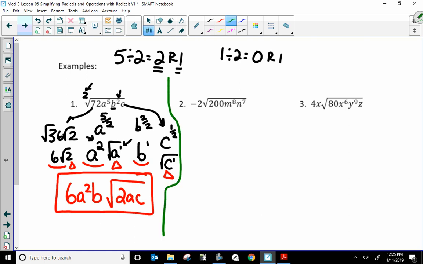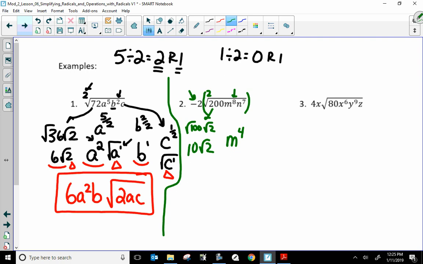Next one. Oh, we handle this the same exact way. We just multiply our -2 when we get to the end. So 200. That's like radical 100 times radical 2. So that's 10 radical 2. Okay. Don't forget, this is a square root. So I take 8 and divide it by 2, and I get 4 without a remainder. So I actually have m to the power of 4. 4 m's that come out.